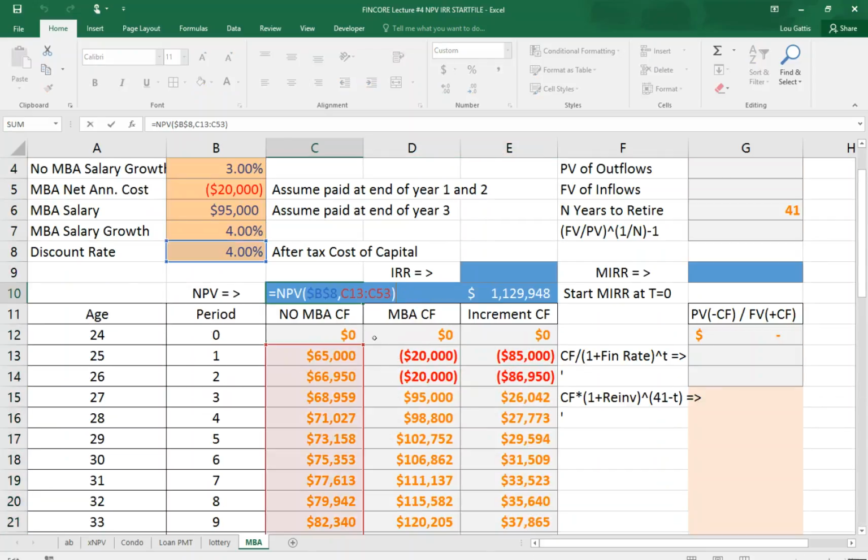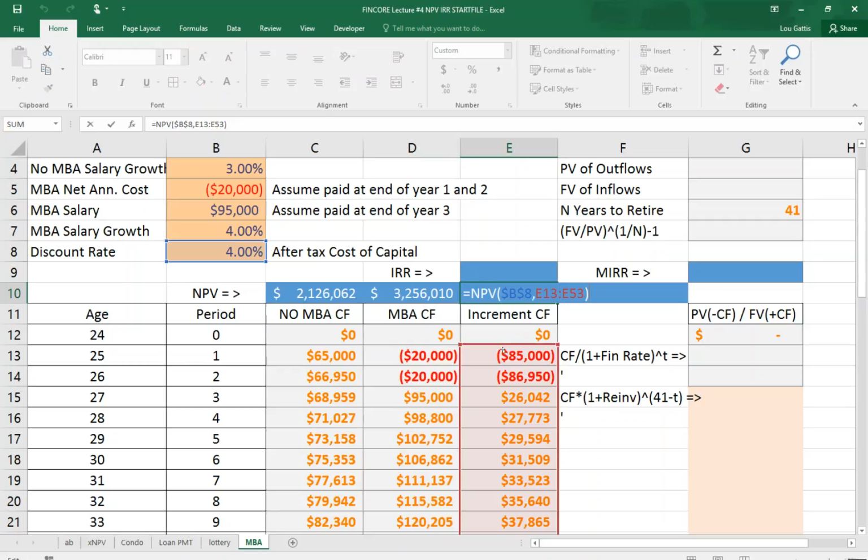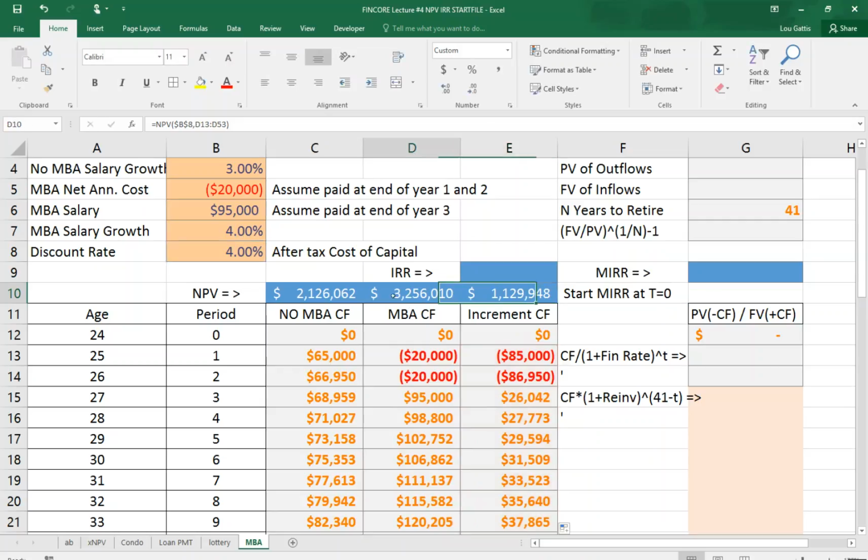Now what I have in here, we can calculate the NPV of no MBA. So I'll get a present value of lifetime earnings from years 25 on of $2.1 million. I'll do incremental cash flows from year 25 through 65 if I get my MBA of 3.2 million. Now if I calculate the NPV of the incremental, it's also just the subtraction, 3.2 minus 2.1. So it looks like you create $1.1 million in value in today's dollars by getting an MBA using these assumptions.